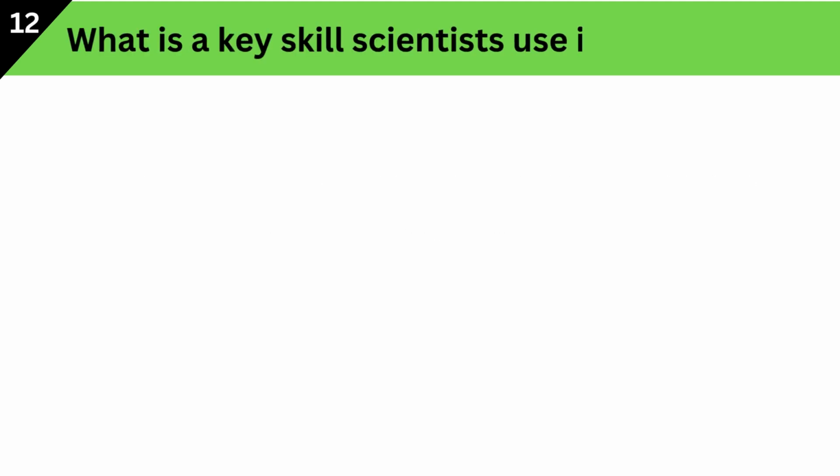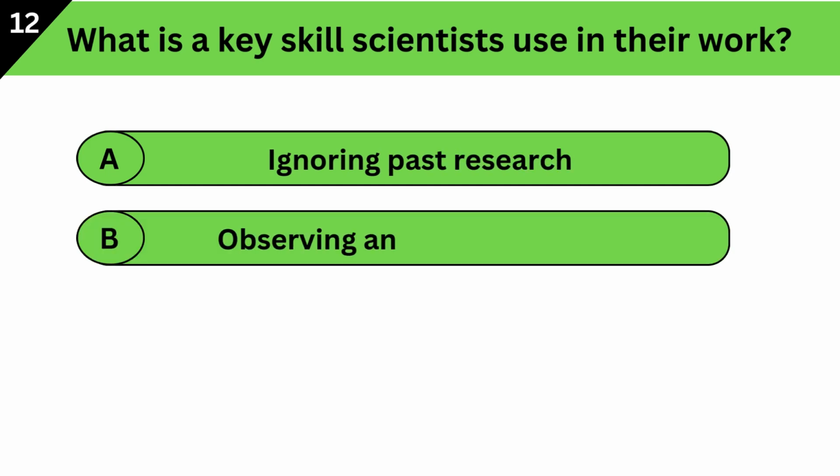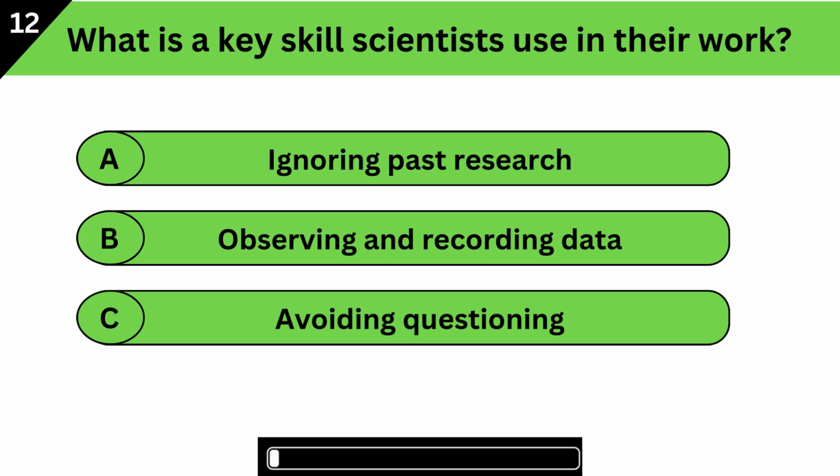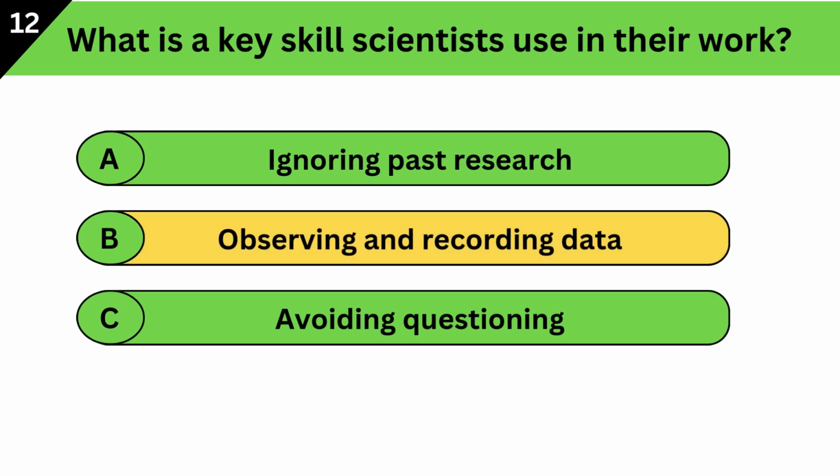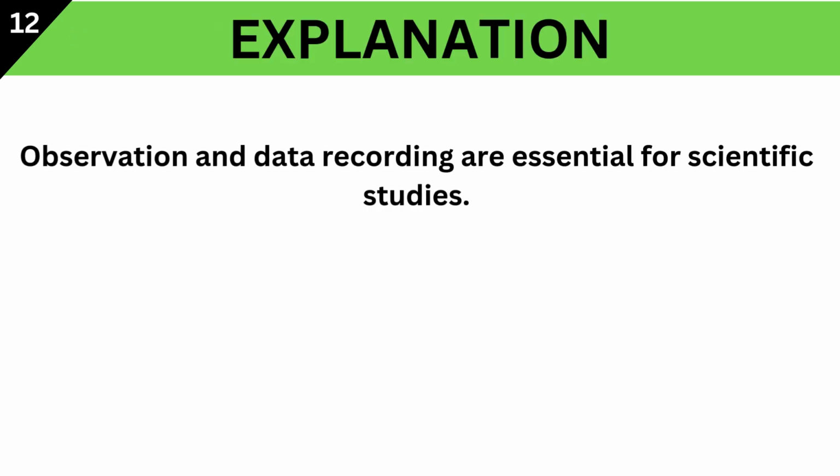What is a key skill scientists use in their work? Option A, ignoring past research. Option B, observing and recording data. Option C, avoiding questioning. Correct answer. Explanation. Observation and data recording are essential for scientific studies.